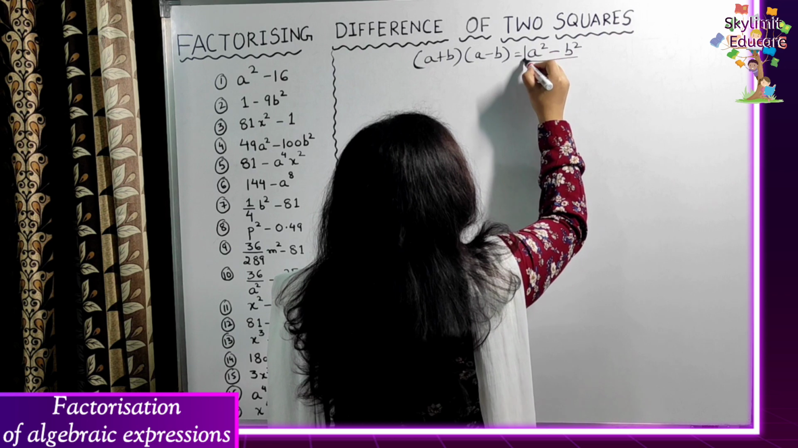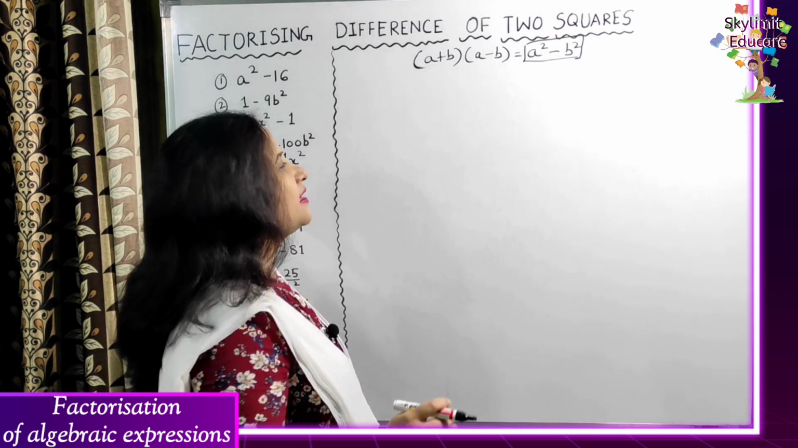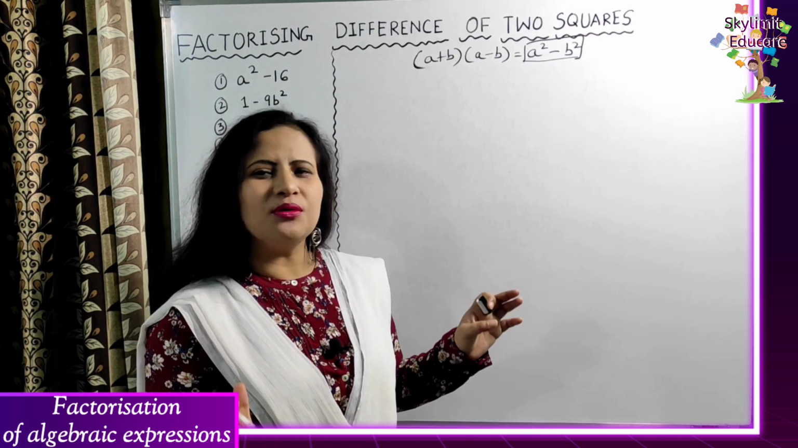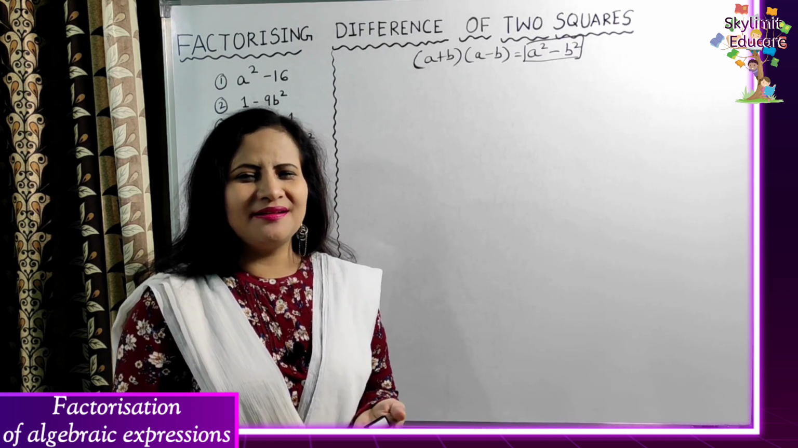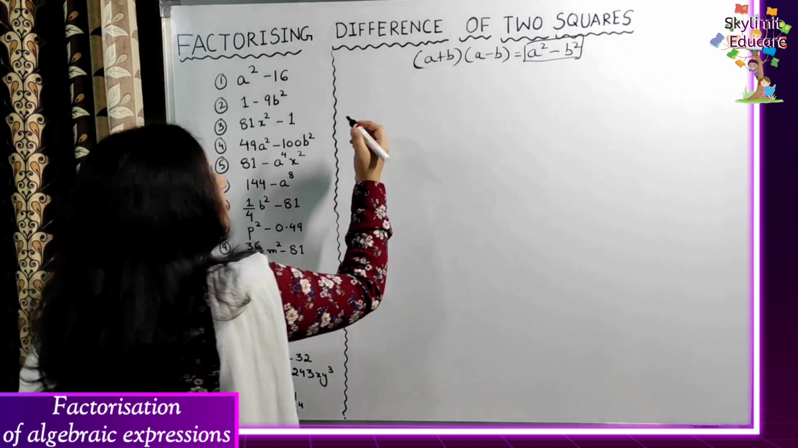That means two perfect squares are given, and we have to bring it to the format of a plus b multiplied by a minus b. So by solving these questions you'll be able to understand this property very well. Okay, so let's start.